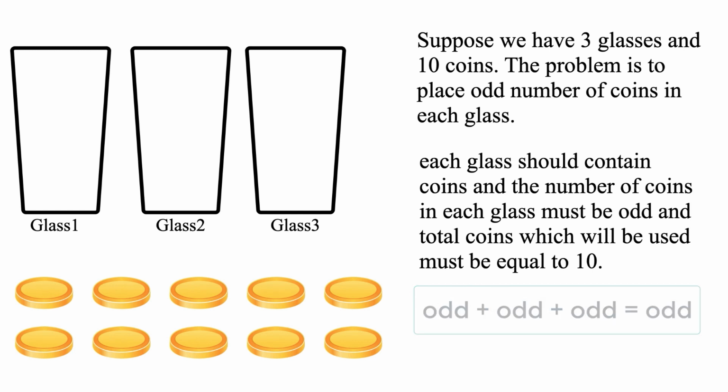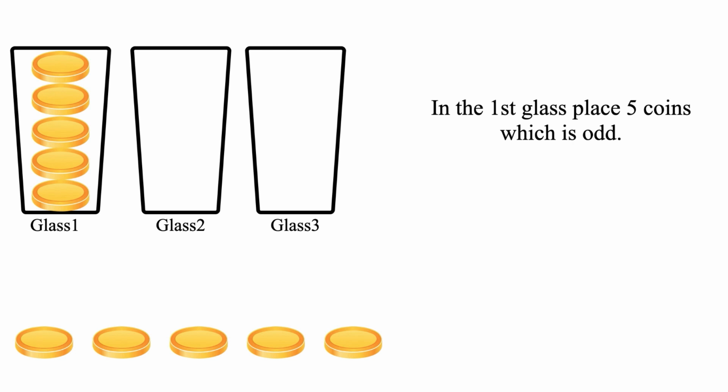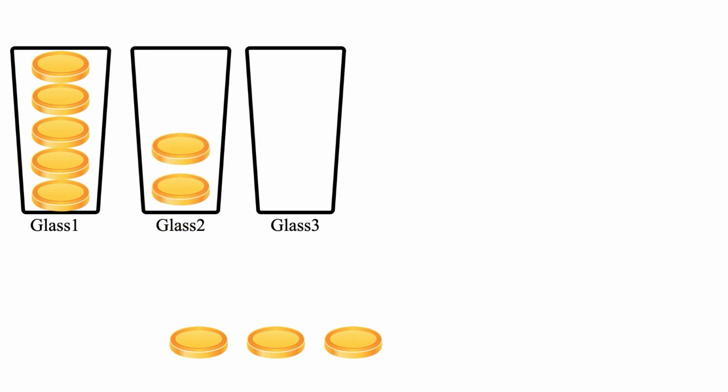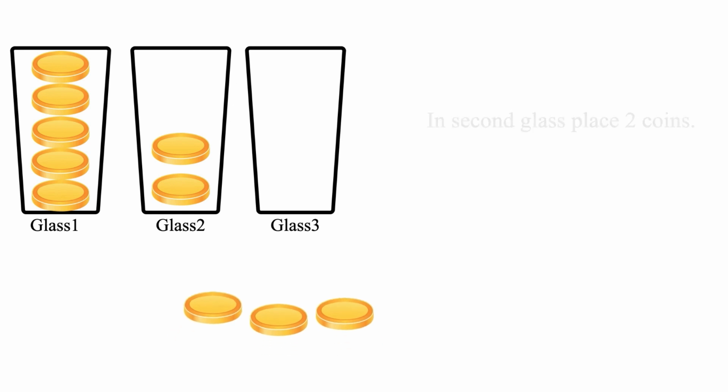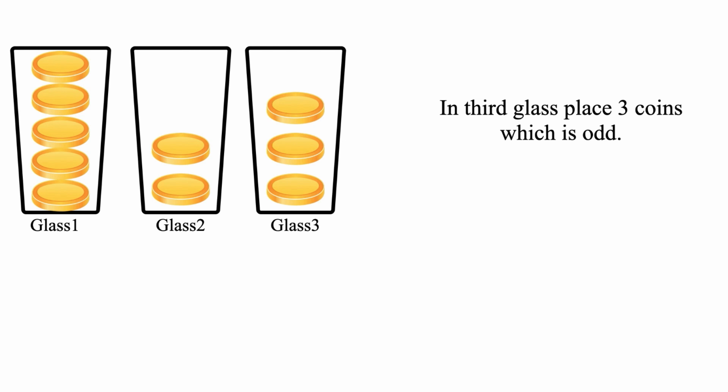Let's solve it now logically. In the first step, in the first glass place 5 coins, which is odd. After that, in the second step, in the second glass place 2 coins, and in the third step, in the third glass place 3 coins, which is odd. Here the first glass contains 5 coins which is odd, the second glass contains 2 coins which is even, and the third glass contains 3 coins which is odd.